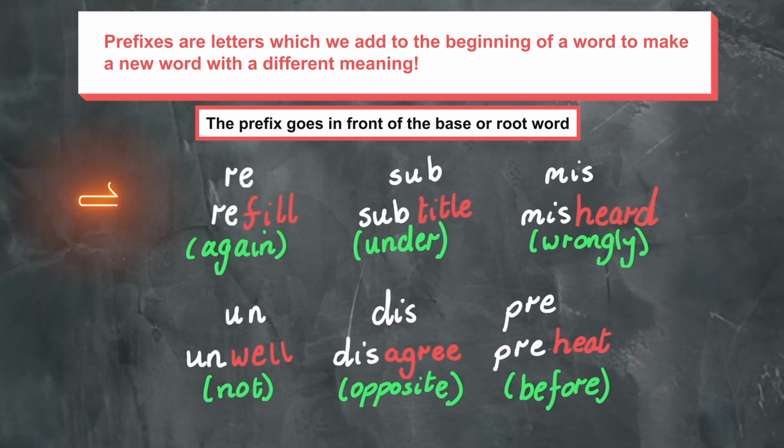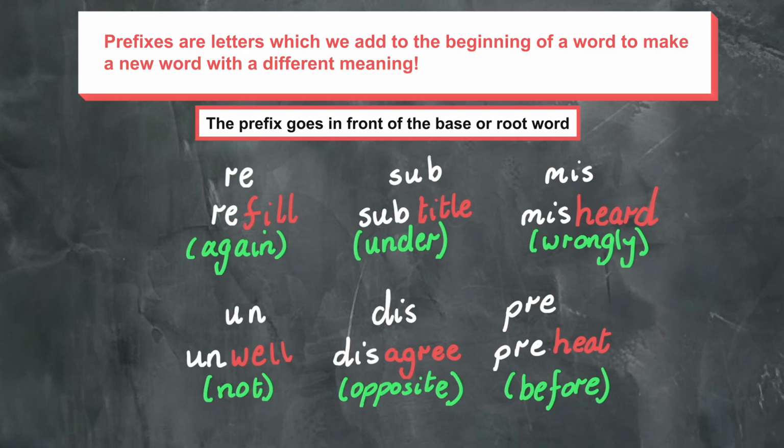If we take the prefix re, this means to do something again. We can make the word refill, which would mean to fill something again. We could also look at the prefix sub, meaning under. So for example, we could create subtitle, which would be something that you would see underneath the title. The next prefix we have is miss, as in wrongly, meaning that you may have misheard someone.